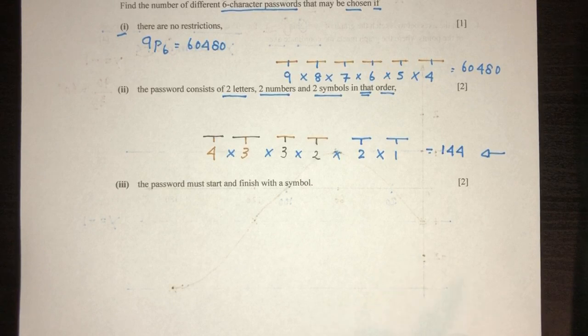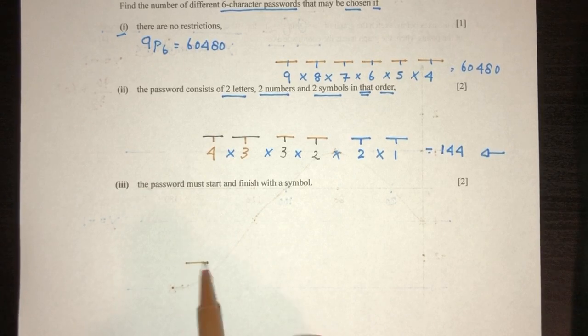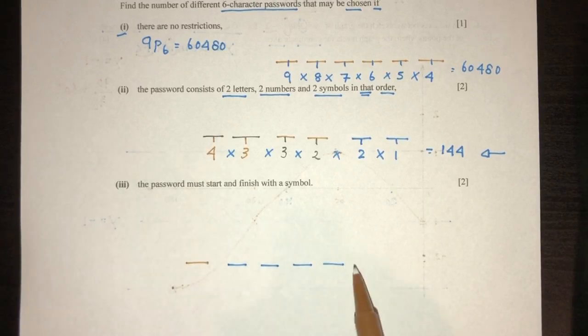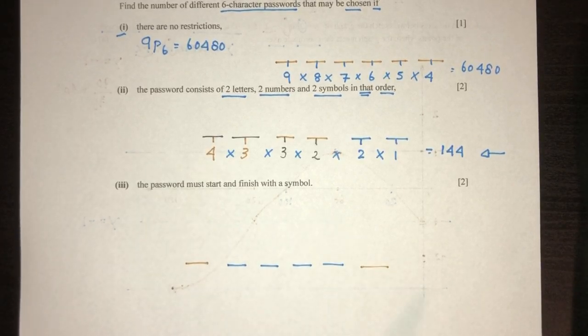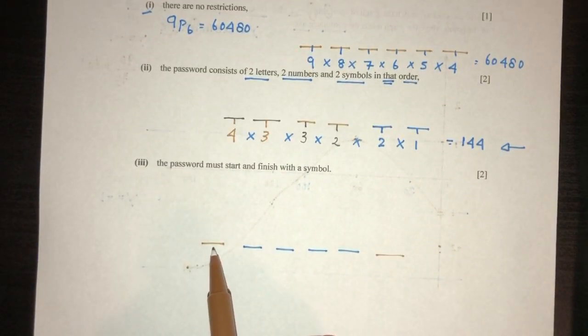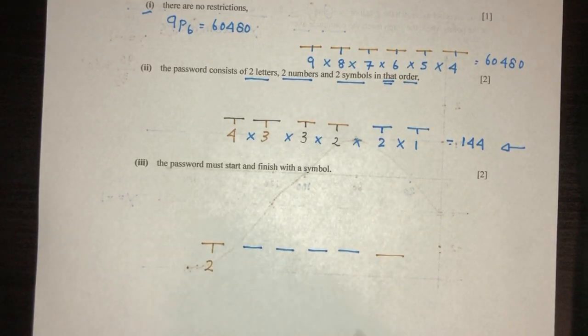Now for part 3, the password must start and finish with a symbol. That is the condition. So start here, symbol, and in between we don't need symbol. So 1, 2, 3, 4, and then finish with a symbol. Now as you guys know, we have 2 symbols. So we can choose anything for the first one. So we have 2 choices, right? 2 of the symbols. And last one we have only 1 remaining.